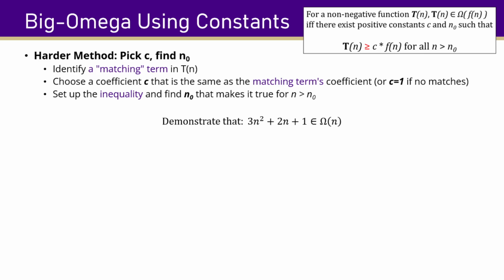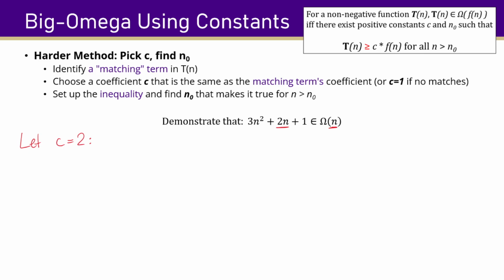So let me show you how to use that method again, but this time we're going to demonstrate that our t of n is in big omega of n. So let's go ahead and start off by looking for a matching term. In this case, 2n is going to be our matching term. So we're going to say let c equals 2. Again, to repeat, this is pretty arbitrary. I am able to even pick c equals 1, or some value, but letting c equals 2 helps us set up this inequality.